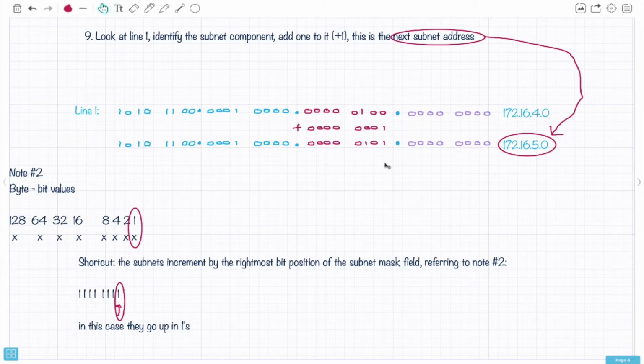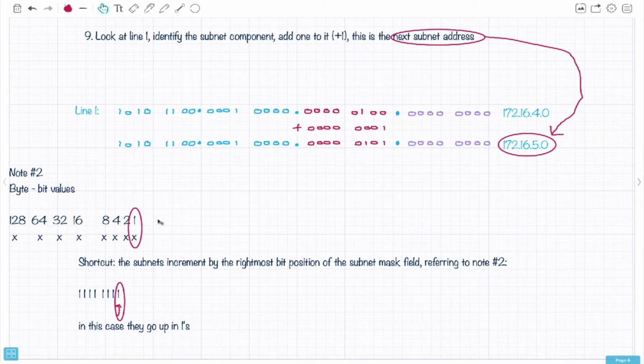Now because we were using a 255 mask, the subnet extended all the way over to the 1 bit position. So a shortcut here: the rightmost bit in the subnet field, identify that bit, then look at what that bit represents in note number 2. So in this instance, all the networks go up by 1. So a shortcut here, the subnets increment by the rightmost bit position of the subnet mask field. Because we have 255 with 8 bits, we go all 8 bits over to the right, so the subnets go up in 1s. Nice and simple.